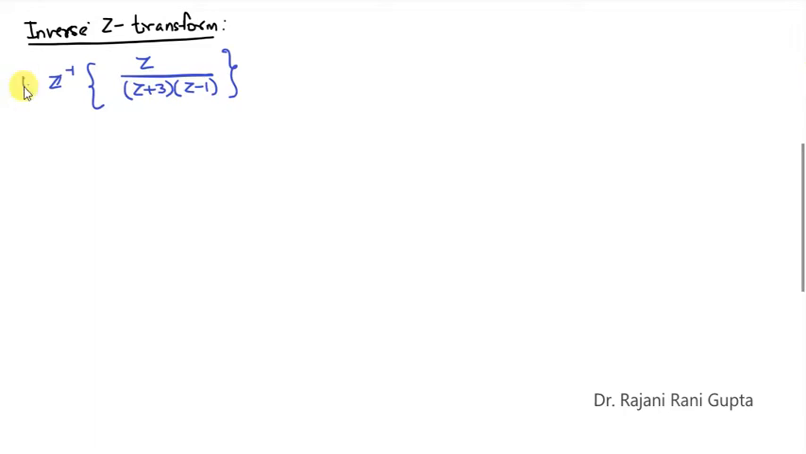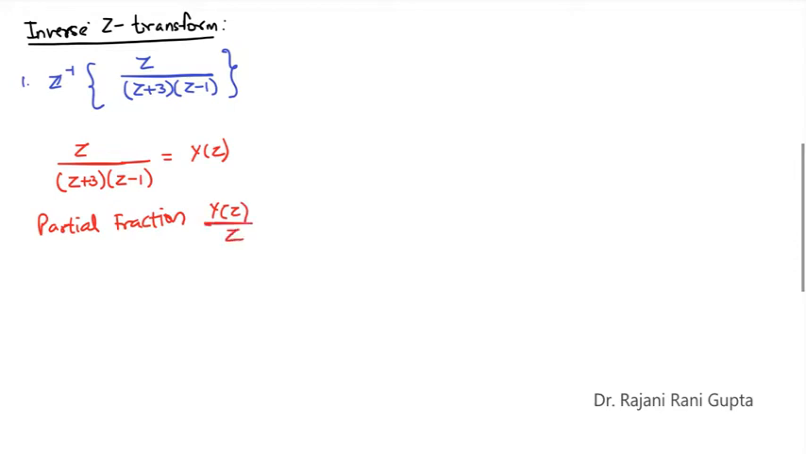When we are considering the partial fraction for such cases, instead of taking the entire term, if I denote this term by Y of z, then we do the partial fraction of Y of z over z. In other words, we just divide the numerator by z. So we'll do the partial fraction for 1 over (z plus 3)(z minus 1).